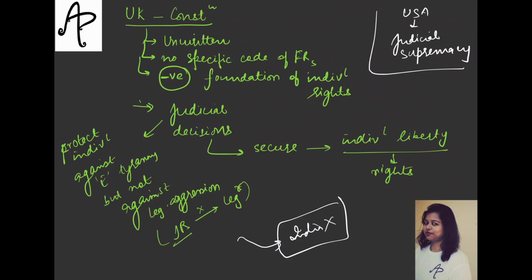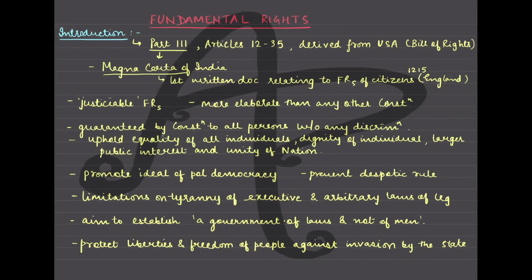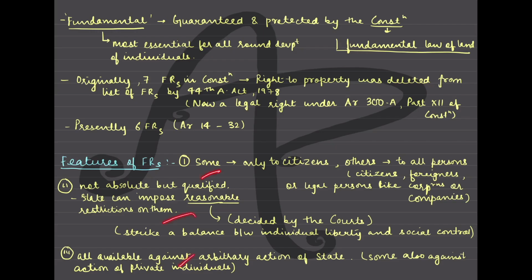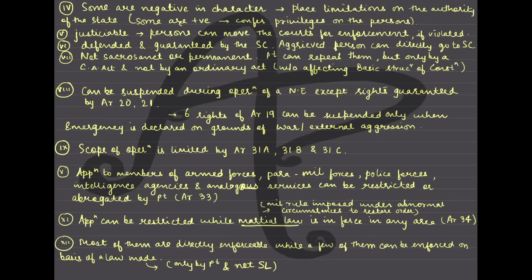So I hope these things are now clear to you. Next we will move about certain other introductory aspects of the fundamental rights. The first is that they are justiciable. So this is one of the features also. So we'll have the list of the features of the fundamental rights, and in that you will see that we have all these pointers. उसमें भी justiciable वाला एक point है.